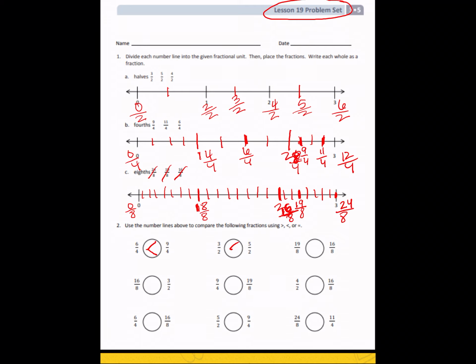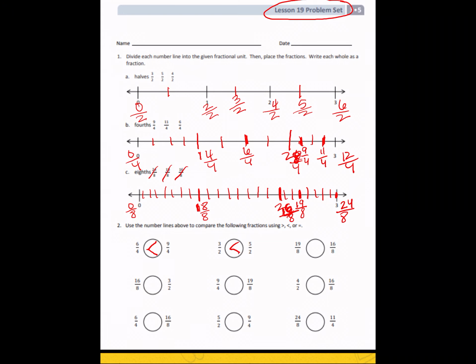3/2 is less than 5/2. 19/8 is greater than 16/8. 16/8 and 3/2. So let's look over here. 16/8 is right here, and 3/2 is up here. So 3/2 is less than. 16/8 is the greater one. 16/8 is greater than 3/2.